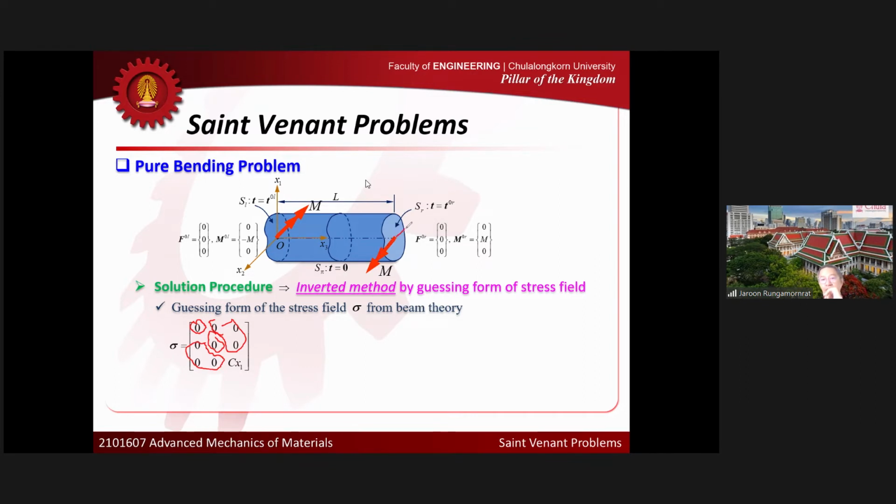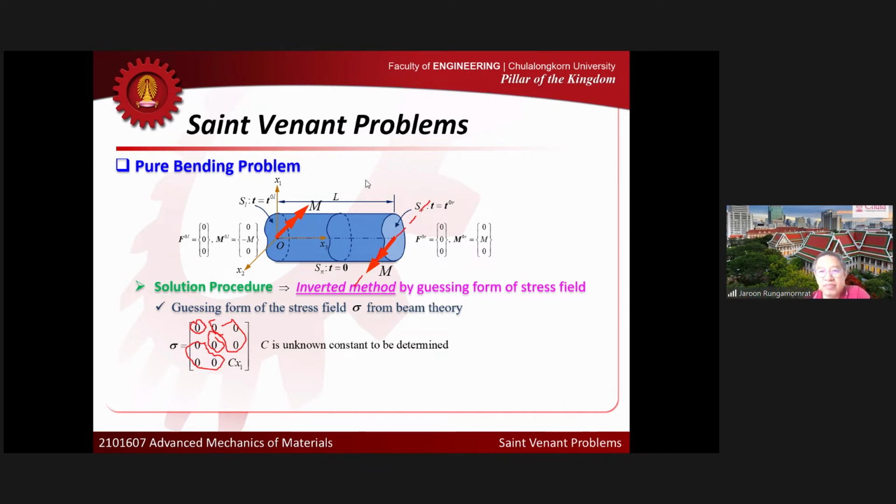For this particular problem, this should be your neutral axis, right? So the distance from the neutral axis is simply x1. So stress sigma 33 should be a linear function of x1. So that's why I guess the form like this, c multiplied by x1. And c here is simply a constant. It's an unknown constant that I don't know exactly right now. So I just simply guess the form like this. And I expect that I should be able to get c later when I try to satisfy some condition. Okay.